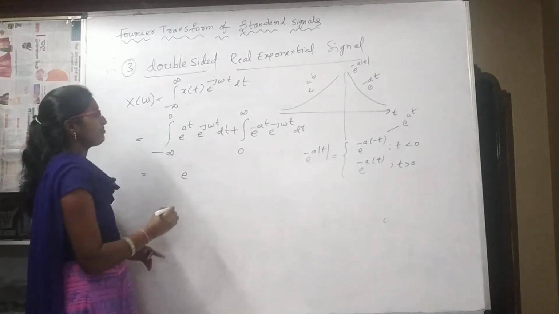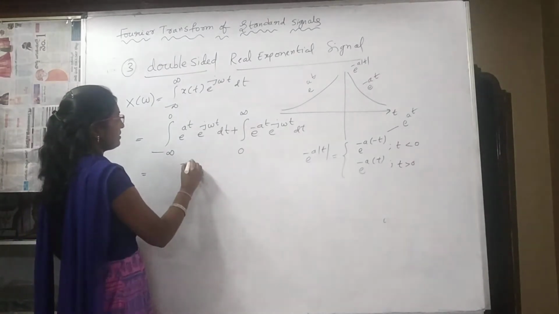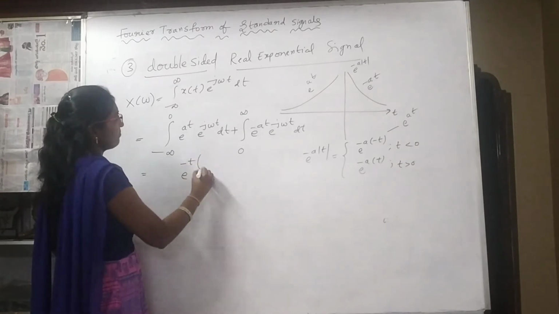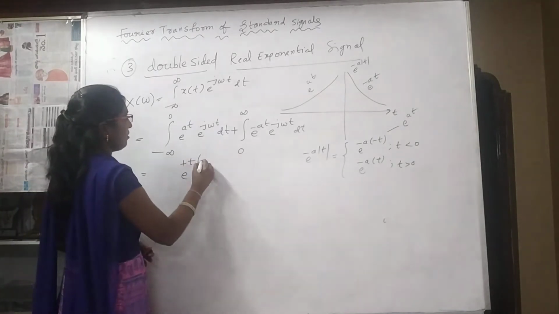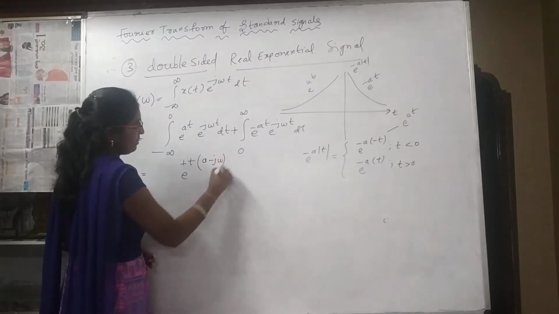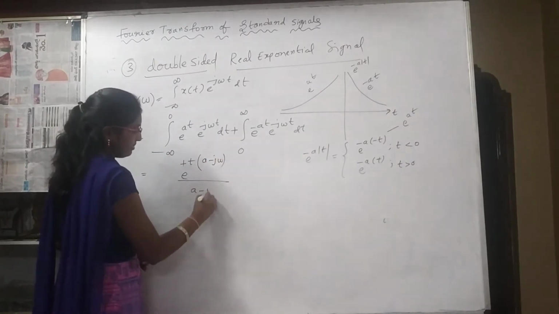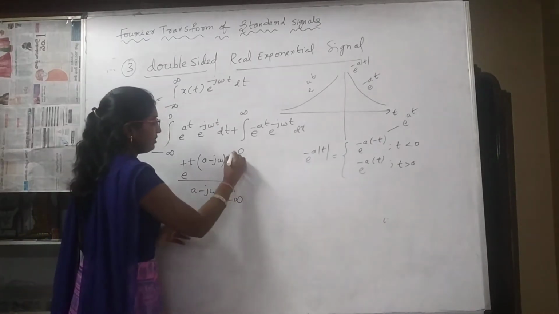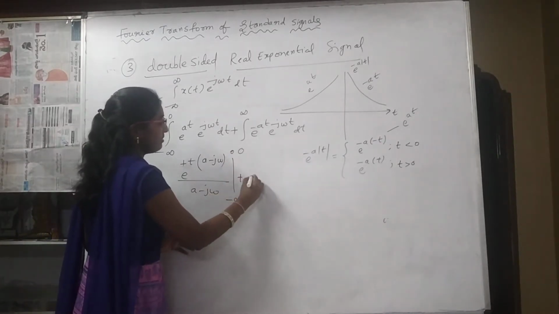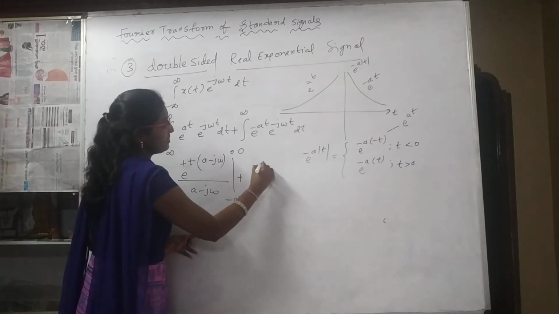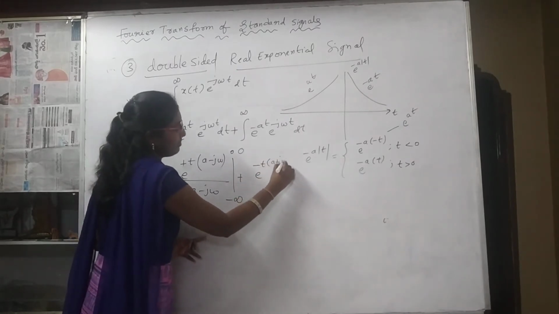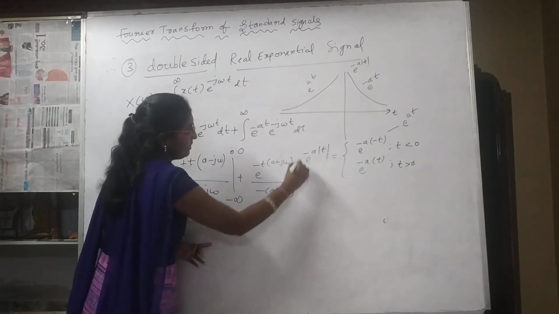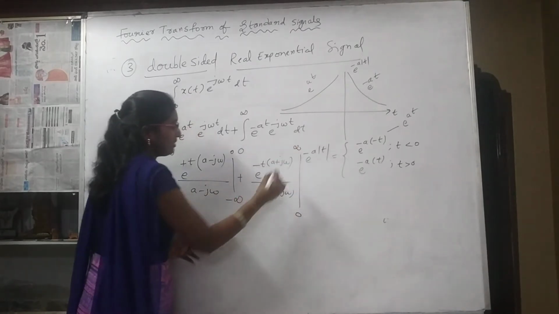e power plus t is common, that is a minus j omega, so e power (a minus j omega)t by (a minus j omega) is the integration, and apply the limits minus infinity to 0. And here e power minus t is common, which is a plus j omega, and that is minus of (a plus j omega), and apply the limits 0 to infinity.